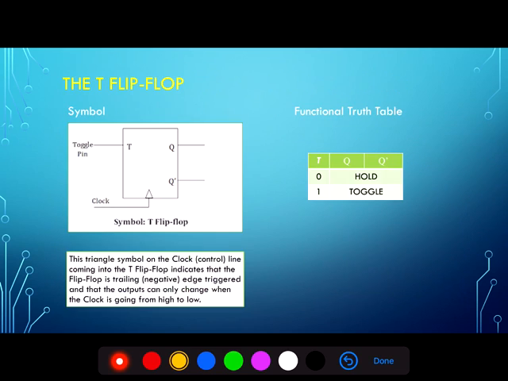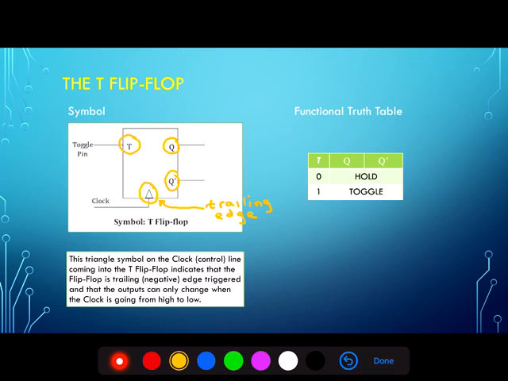Now the T flip-flop, like our other flip-flops, can be described with a symbol. And the symbol is very similar to the D flip-flop. There's one input, this time T rather than D. There are two outputs, Q and its inverse, Q naught. And there's a control signal input, clock. And the triangle here at the symbol of the clock input indicates that this input is trailing edge triggered. So this particular flip-flop will only change its output when the clock is going from high to low.